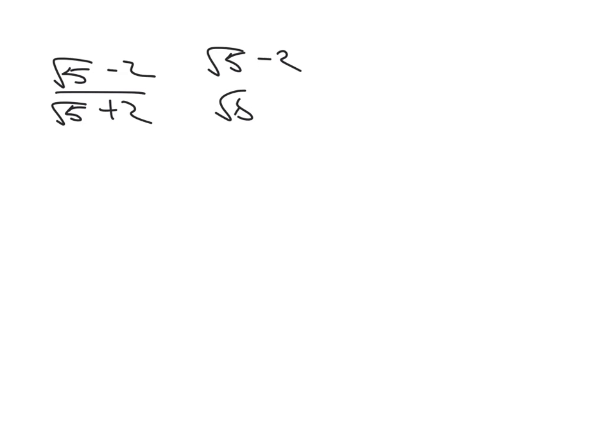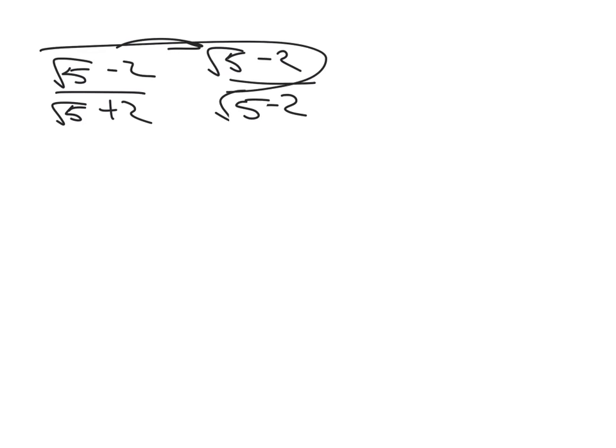Alright, so square root of 5 minus 2 over square root of 5 plus 2. Again, conjugate. Conjugate of this is square root of 5 minus 2, square root of 5 minus 2. It has nothing to do with the fact that these two are the same. They just happen to be that way. Alright, let's draw my 5 better.